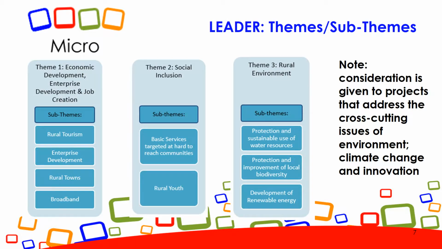Leader has 3 themes and a number of sub-themes. The first theme is economic development, enterprise development and job creation. In this, it looks at rural tourism, enterprise development, rural towns and broadband. So these are the sub-themes. Theme 2 is social inclusion. The sub-themes here are basic services, targeted at hard-to-reach communities and rural youth. Theme 3 is rural environment, and the sub-themes here are protection and sustainable use of water resources, protection and improvement of local biodiversity, and the development of renewable energy.